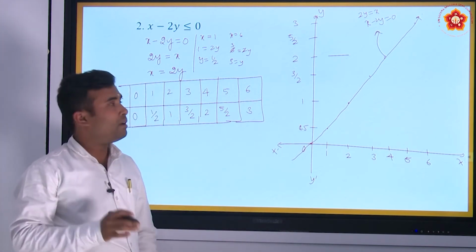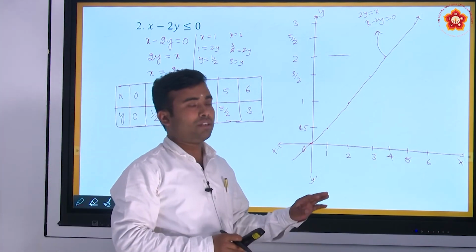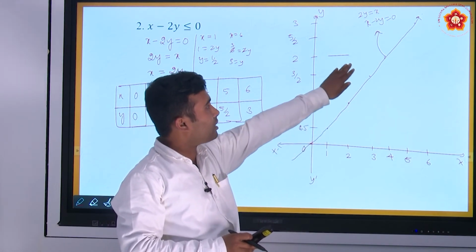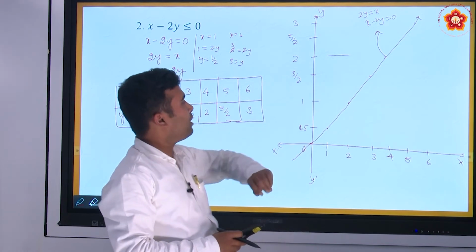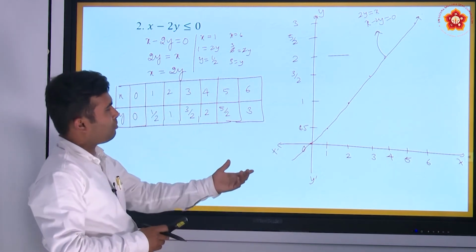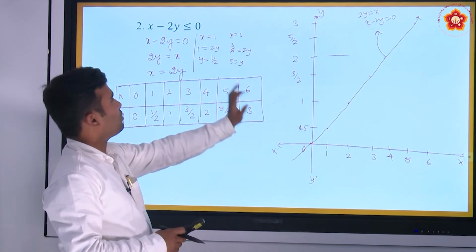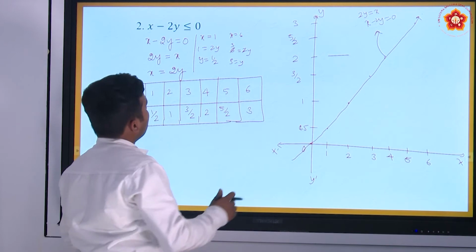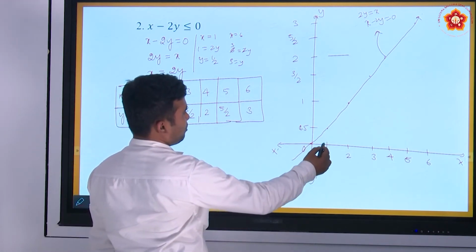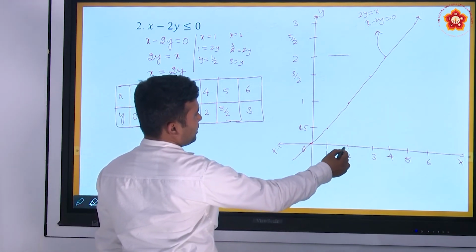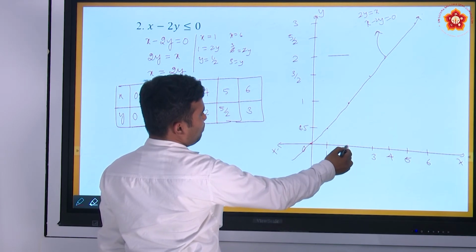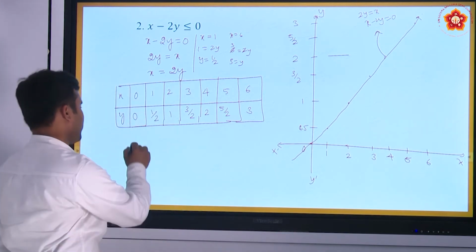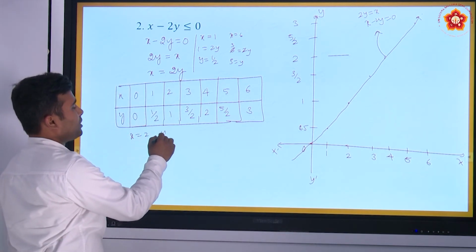Now we will see whether the solution is on this side of the line or on that side. We have to check that. How are you going to check that? You can take an arbitrary point and see if it satisfies. If I take, let us say, 2 and 0.5, that is x equal to 2 and y is equal to 1 by 2.